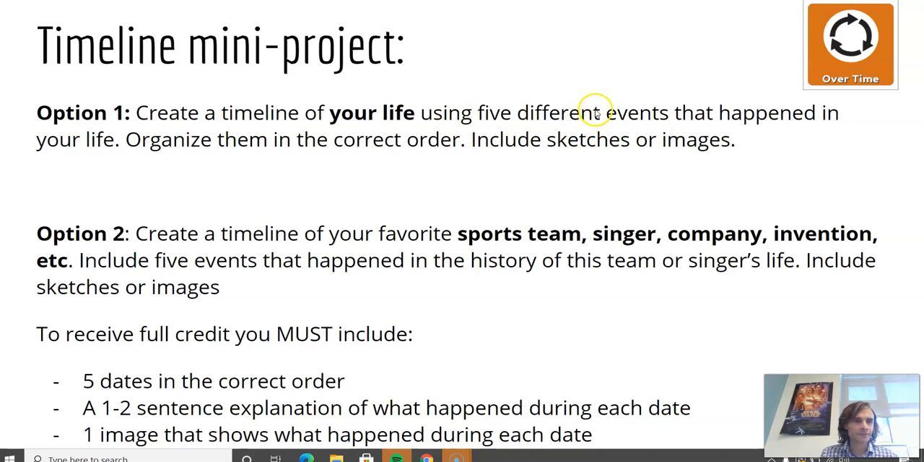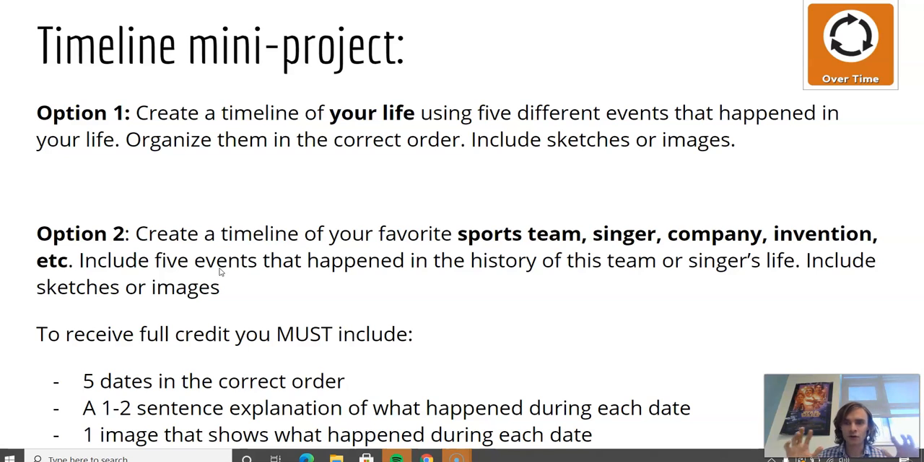So that's option one. Option two is to create a timeline of something else. It can be your favorite sports team, it can be a singer or a band, it can be a company, it can be an invention, it can be anything you want, but it has to be a timeline, the same thing as your life. So you have 5 events that happened in the history of this team, singer, company, invention, etc. And you have to include pictures or drawings if you do it by hand.